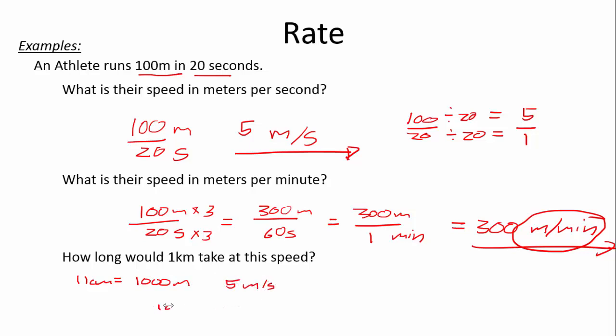So what is 1,000 divided by 5? We know that 100 divided by 5 is 20, so that must be 200. So that is 200 seconds.